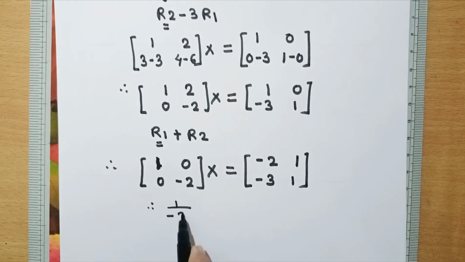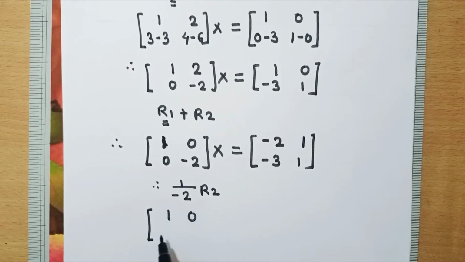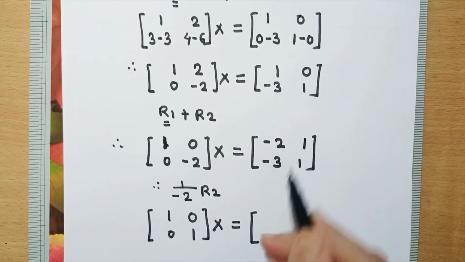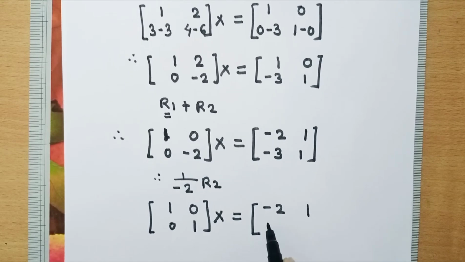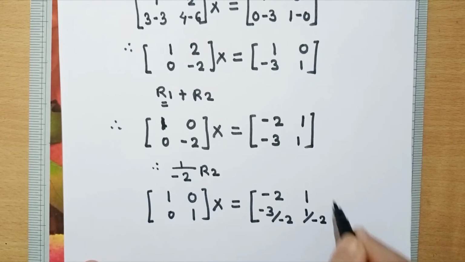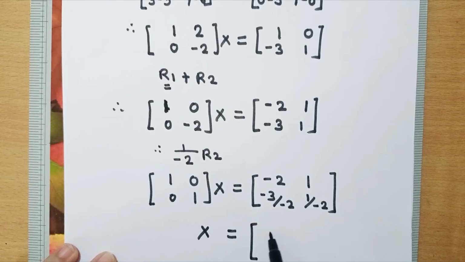Therefore 1 upon minus 2 into R2, and so we have, directly I will write 0 0 1. Row 1 write as it is, and here minus 3 upon minus 2, and here also 1 upon minus 2. And now this is identity matrix, and this into X is X, and so final answer is minus 2, 1. This is 3 upon 2 because minus minus plus, and last element is 1 upon minus 2.